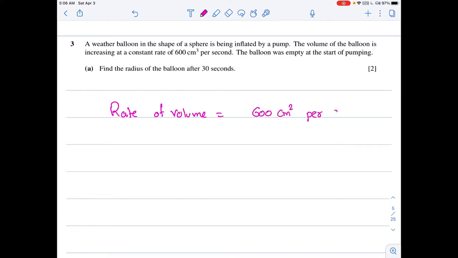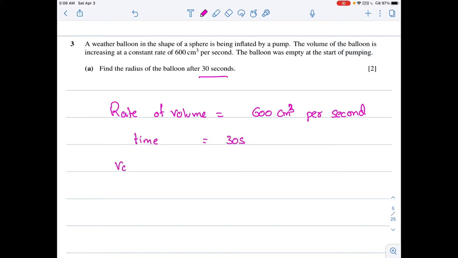In every 1 second, what is the volume being added? The volume of air that is being added is 600 centimeter cube. The balloon was empty at the starting. Find the radius of the balloon after 30 seconds. So time is equal to how much? It has been 30 seconds.